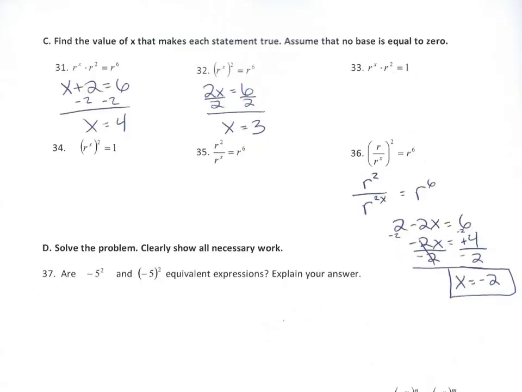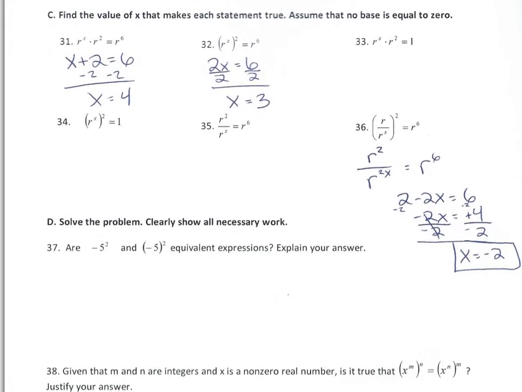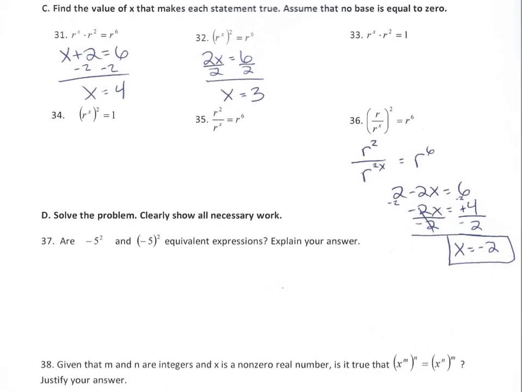Okay, for our last page, part C, I did an extra one here just so that way you can make sure you understand what you're doing. So number 31, r to the x times r squared equals r to the 6th. We've done a problem like this on the previous page. What I had to realize is when I multiply something with the same base of r, I add exponents. So x plus 2 has to equal 6. To solve, subtract 2, you get x equals 4. And 32, I'm raising a power to a power, so I know I multiply exponents. So it's 2x equals 6. Divide by 2, x equals 3.